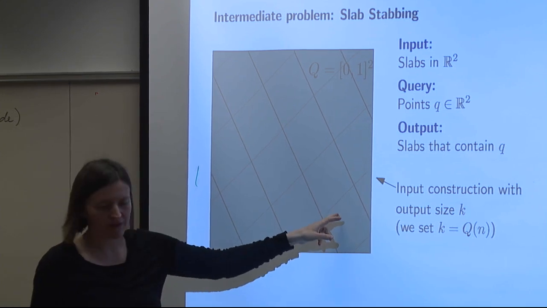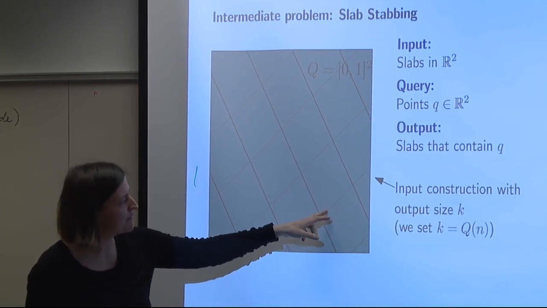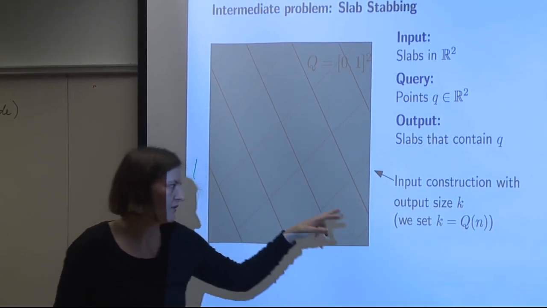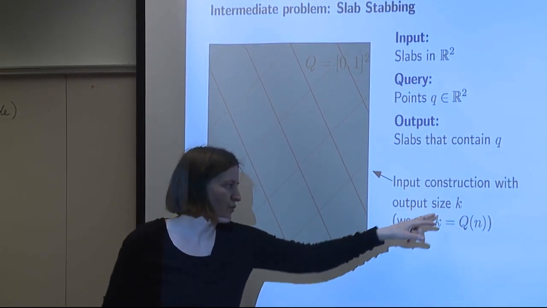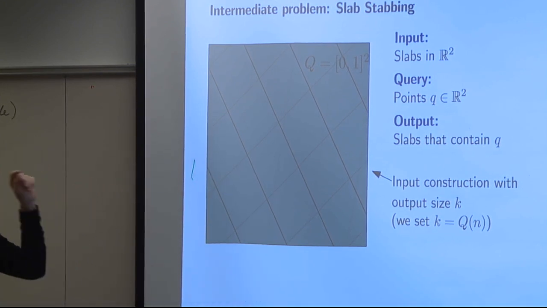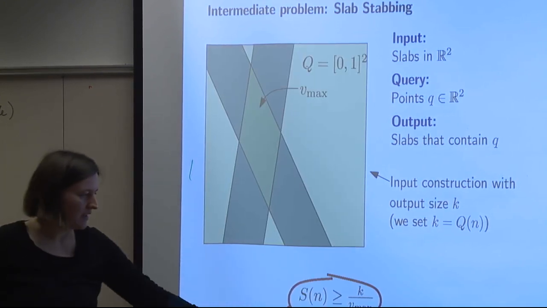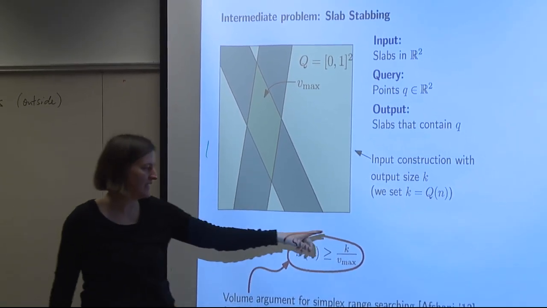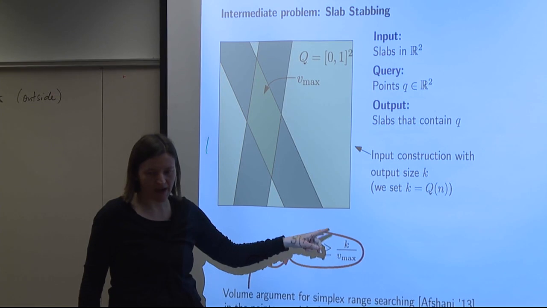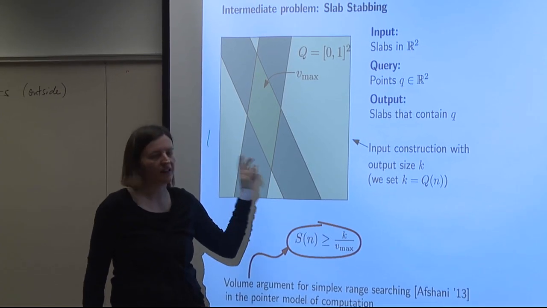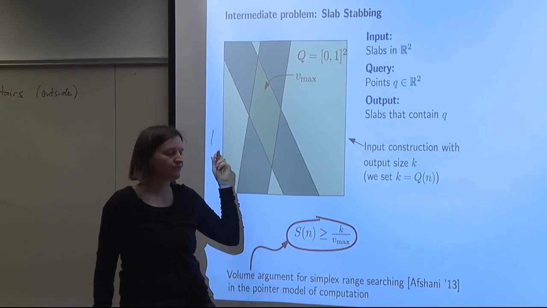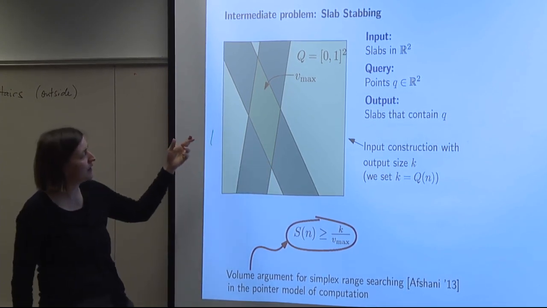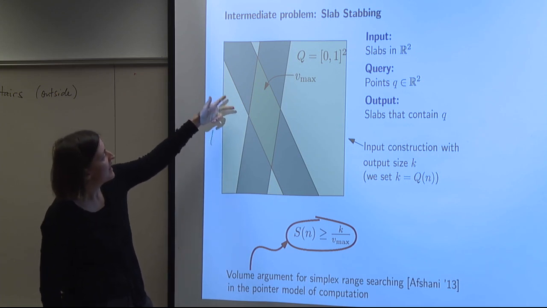Every point will be covered by k slabs. So the output size will be k, and this k is a parameter that we will set to our query time. There is a volume argument in a paper by Afshani that says the space for this problem is at least k divided by the maximum volume of the intersection of any two queries, any two input slabs.